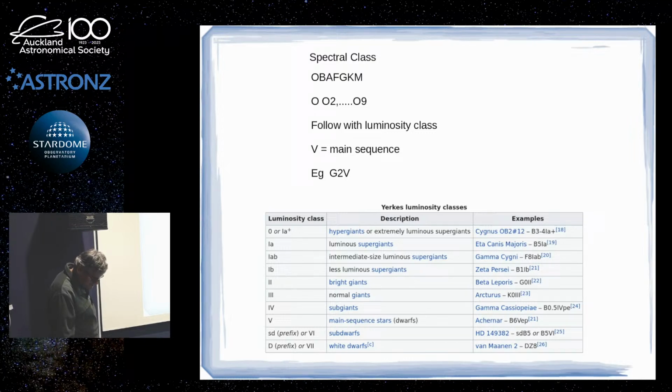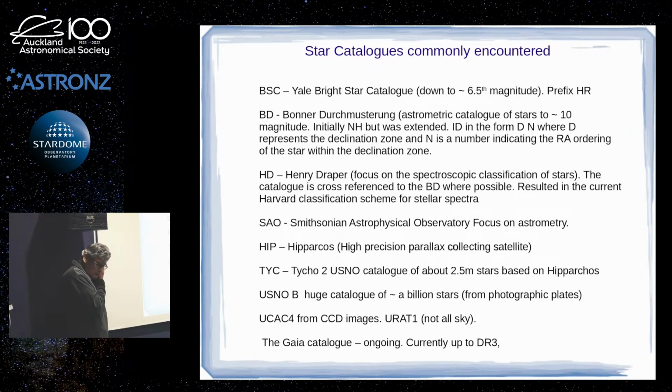Don't worry too much. Okay, what sort of catalogues do we come across? Fairly common one for amateurs, which is really good for visual or binocular observing, is the Yale Bright Star Catalogue. And the catalogue identification starts with HR, and this covers all the stars in the sky down to magnitude 6.5. So it's basically all the stars you can see visually without optical aid.